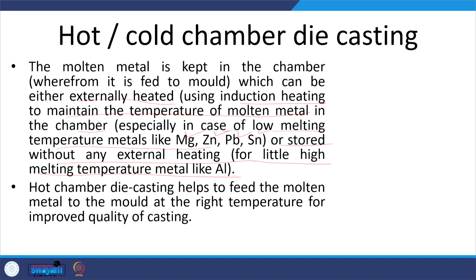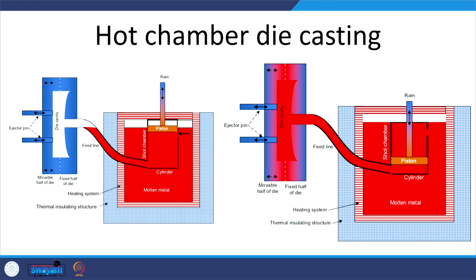In hot chamber die casting, since there is a continuous heating option for maintaining the temperature of the molten metal at the correct level, it allows the temperature to be maintained correctly before feeding. Hot chamber die casting helps to feed the molten metal to the mold at the right temperature, and that in turn helps in improving the quality of the casting being produced.